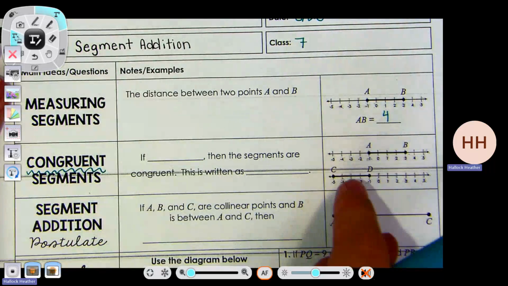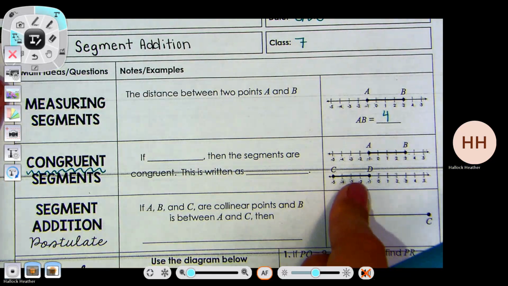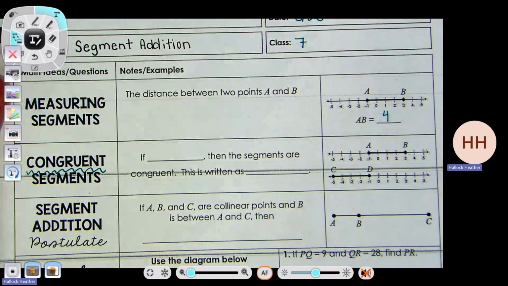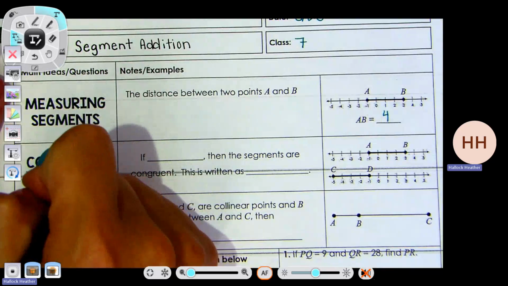Congruent is a geometry term we will basically use all the time. If these two are congruent segments, what do you think congruent might mean in geometry? Yeah, the same. So it means that they're equal. So above congruent, put equal.